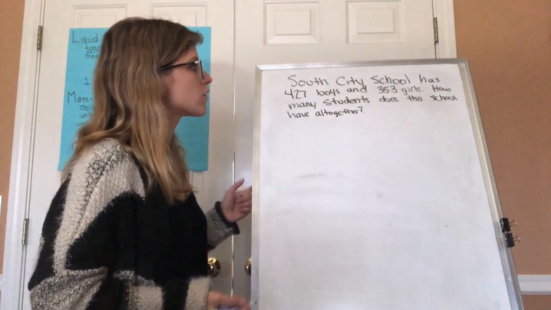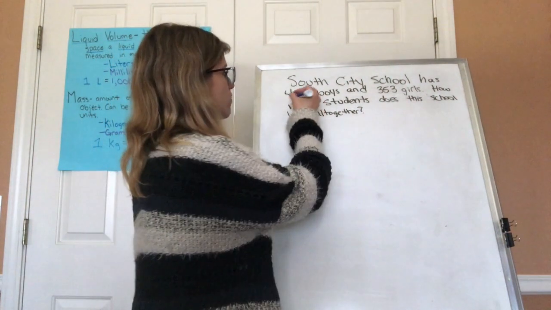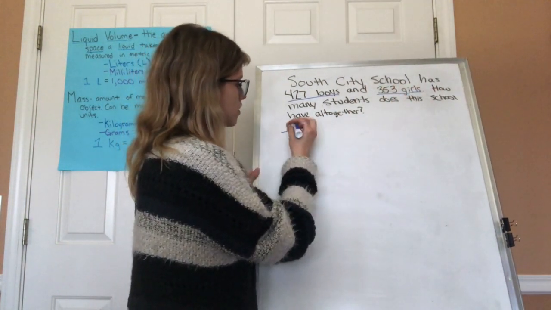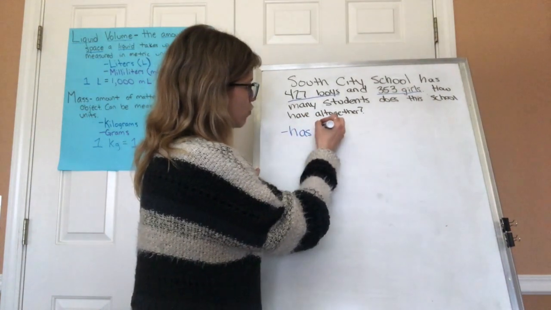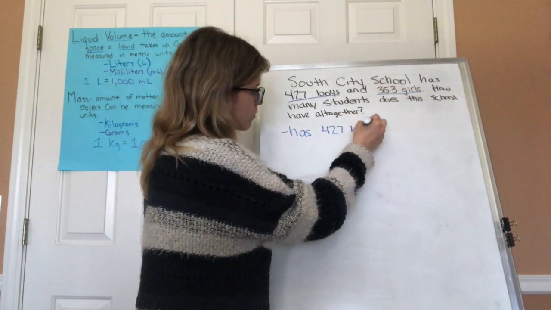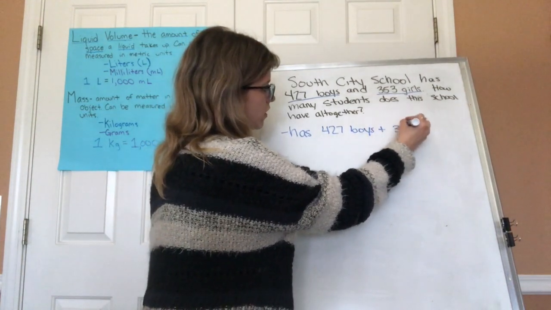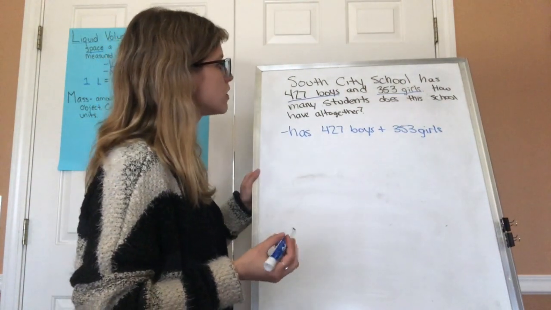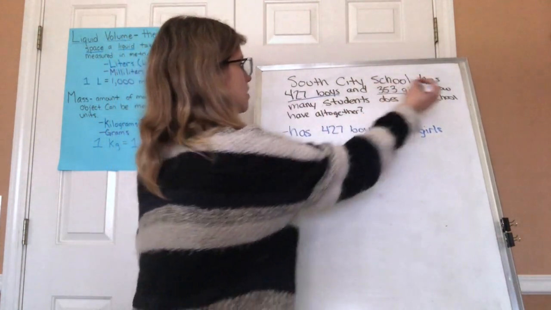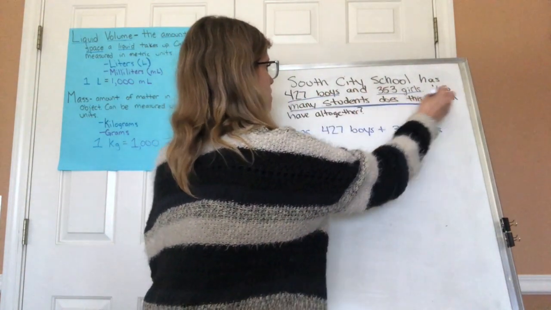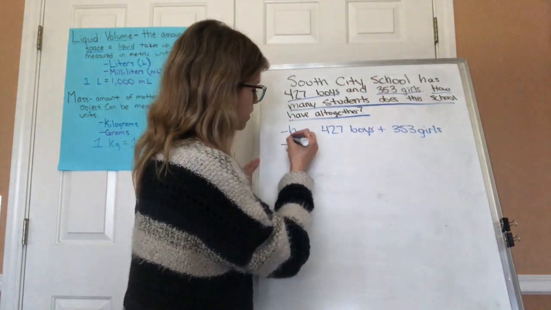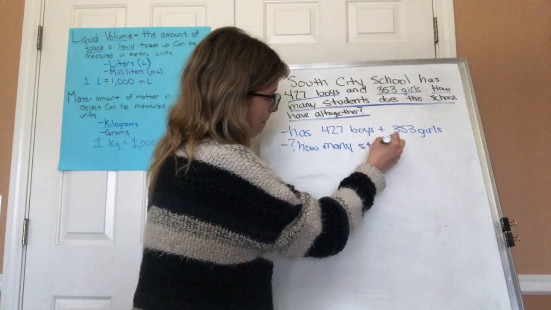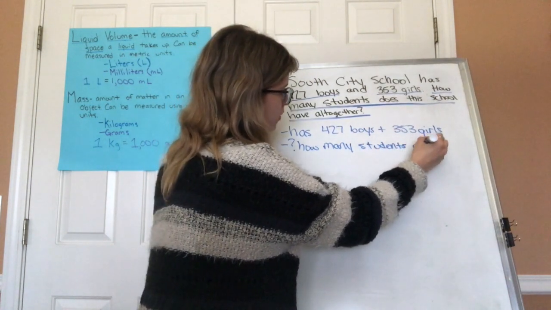So if I was to take rules of this problem, I would see that South City School has 427 boys and 353 girls. So I'd write down has 427 boys and 353 girls. Then it asks, how many students does this school have all together? So my question would be, how many students all together?